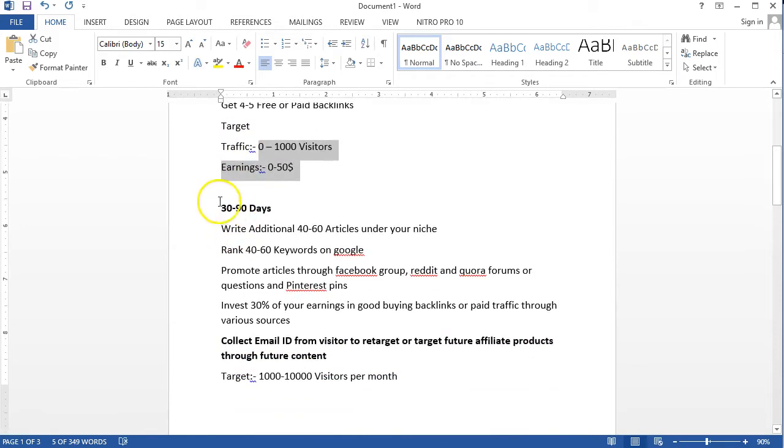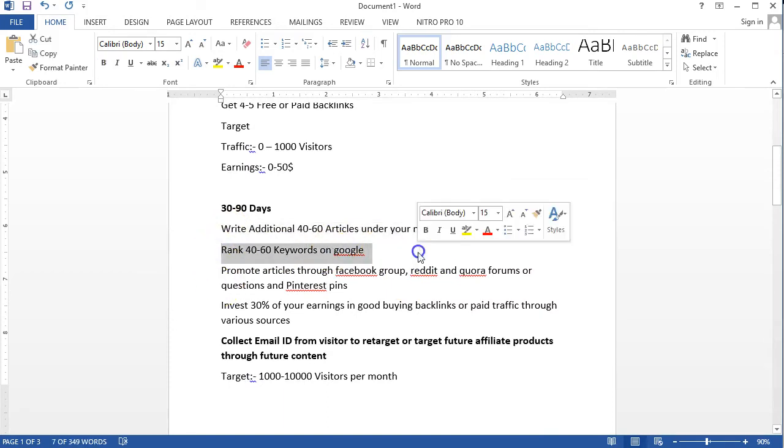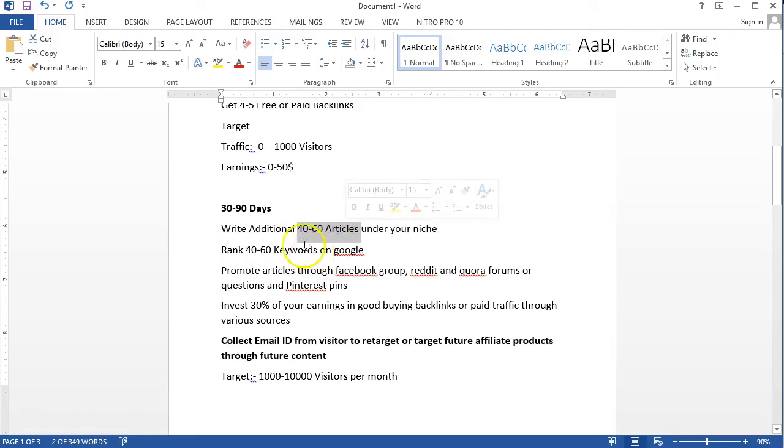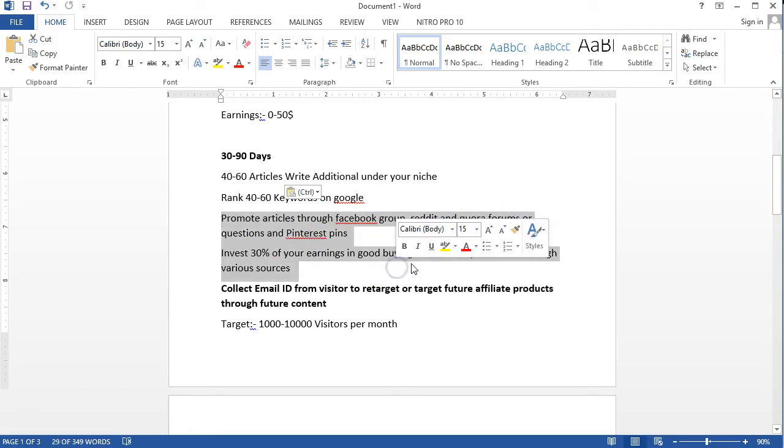Now next is the 30 to 90 days. Within those 30 to 90 days, write additional 40 to 60 articles. So within 0 to 90 days, you will have at least 60 to 90 articles on your blogs. So write additional 40 to 60 articles under your niche. Rank at least 40 to 60 keywords or more on Google through these articles. And again, promote all these articles through Facebook group, Reddit, Quora forums and Pinterest.